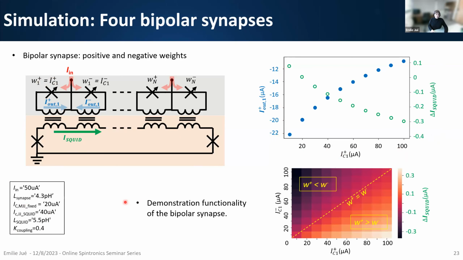But what I wanted to show here is that we can demonstrate the functionality of the bipolar synapse by varying the positive and the negative weight. And in this case, we see that indeed the current flowing through the squid loop can be negative or positive depending on the relative positive and negative weight.